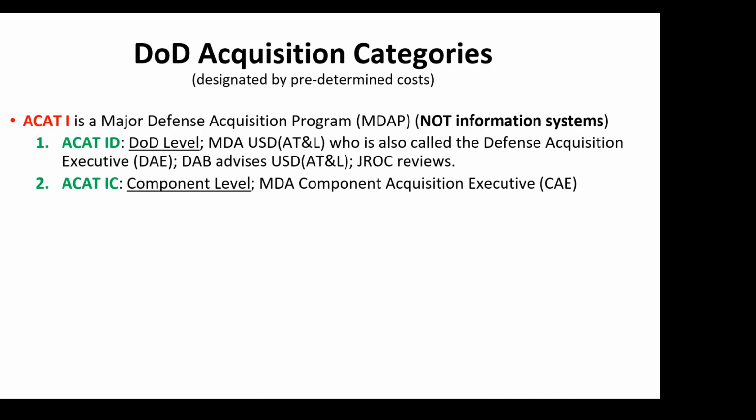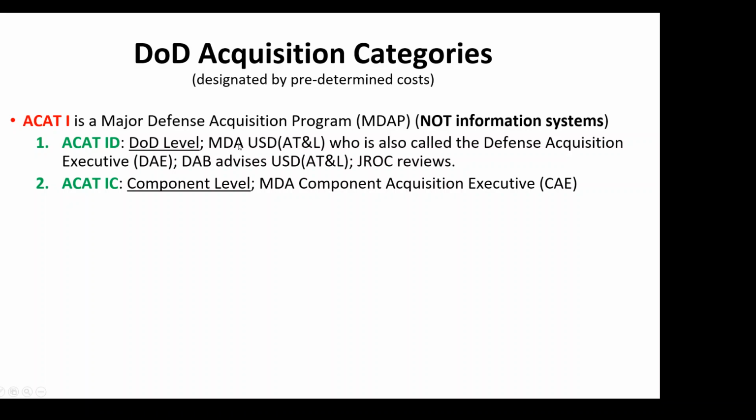Acquisition category 1, Roman numeral 1, is a major defense acquisition program. So whenever you hear ACAT 1, that tells you it's a major defense acquisition program. Nothing to do with technology or information systems. There are two subcategories of ACAT 1. ACAT 1 Delta, and the D behind it tells you it's a DoD level program.